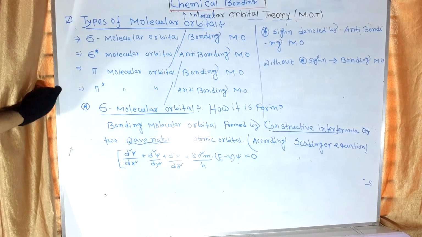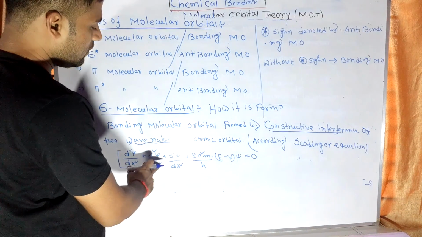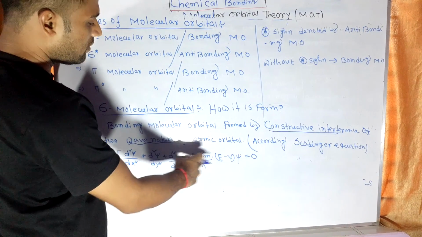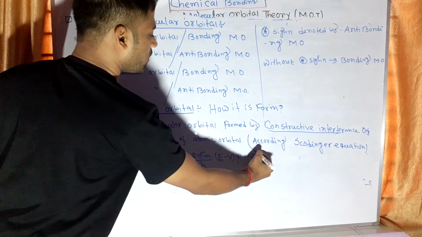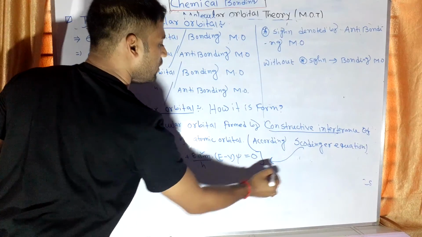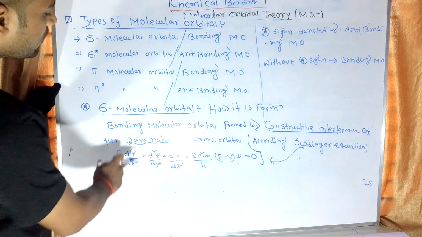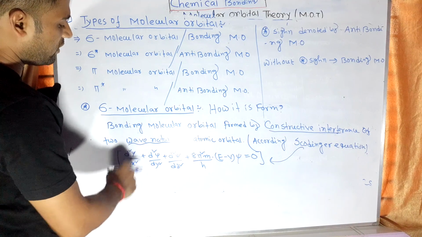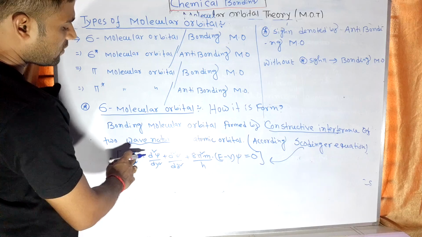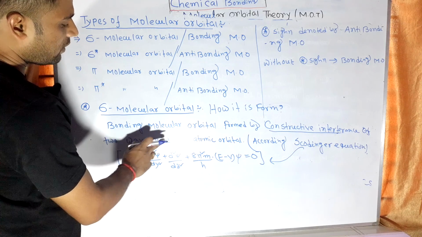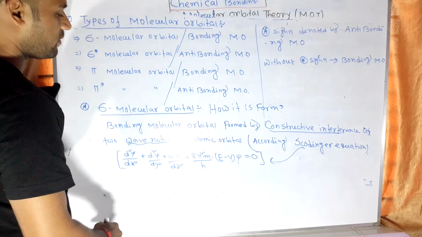From the formula, del square psi divided by dx square and so on, this is the full formula of the Schrödinger equation. The scientist Schrödinger conceived that the atomic orbital has wave nature. Psi denotes the atomic orbital. The atomic orbital is always in wave nature.